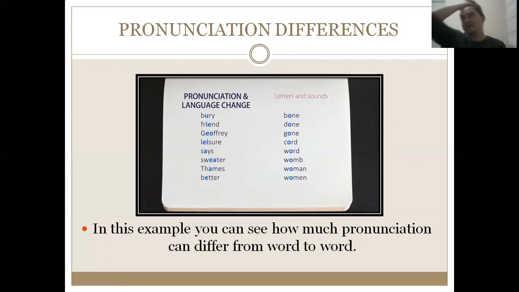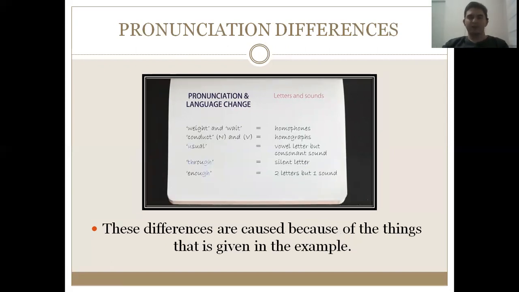So this is the reason why so many people, while they are trying to learn the English language, find this language very hard to learn, because almost every word has an exception, like these examples. It makes it harder for learners of English to actually learn the language. So these differences happen because of things like, as you can see from the example, homophones, homographs, vowels, silent letters, and all those things.